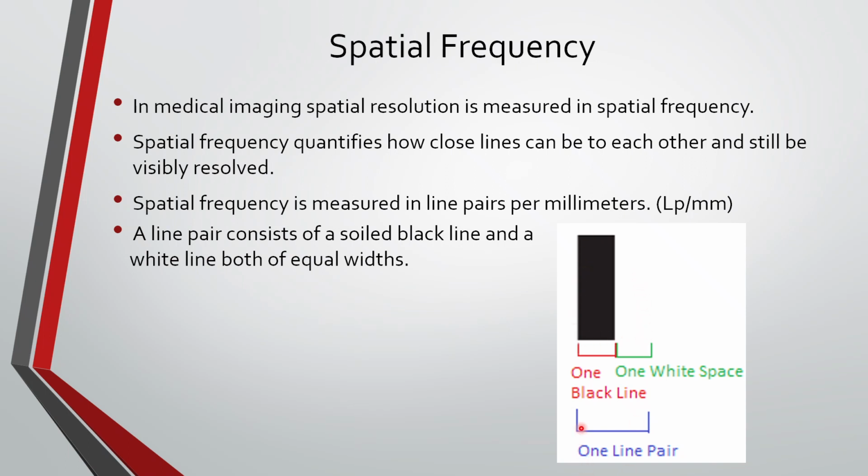And if this was 1 millimeter, and that's the farthest down that we could visibly resolve on the image, then the spatial frequency of the image would be one line pair per millimeter. We'll go ahead and talk about that some more in the next slides.